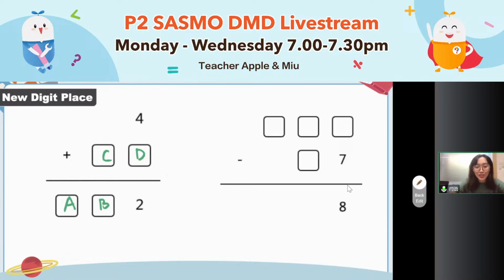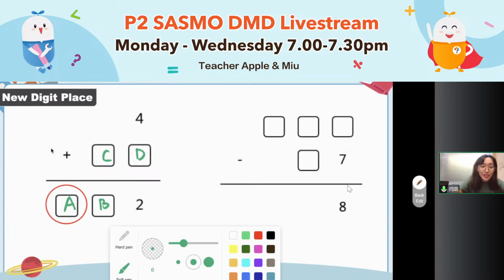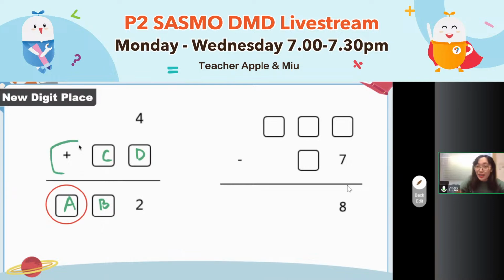Okay, good. So here, actually, everyone, teacher Apple wanna share. Actually, A is easier to figure out. Why? Because now you can see, is there any digit above A? Can you see anything here? Only a plus, right? Only a sign here. So actually, there is nothing on the top of A. So in this way, what is the value of A? Actually, we can convert.